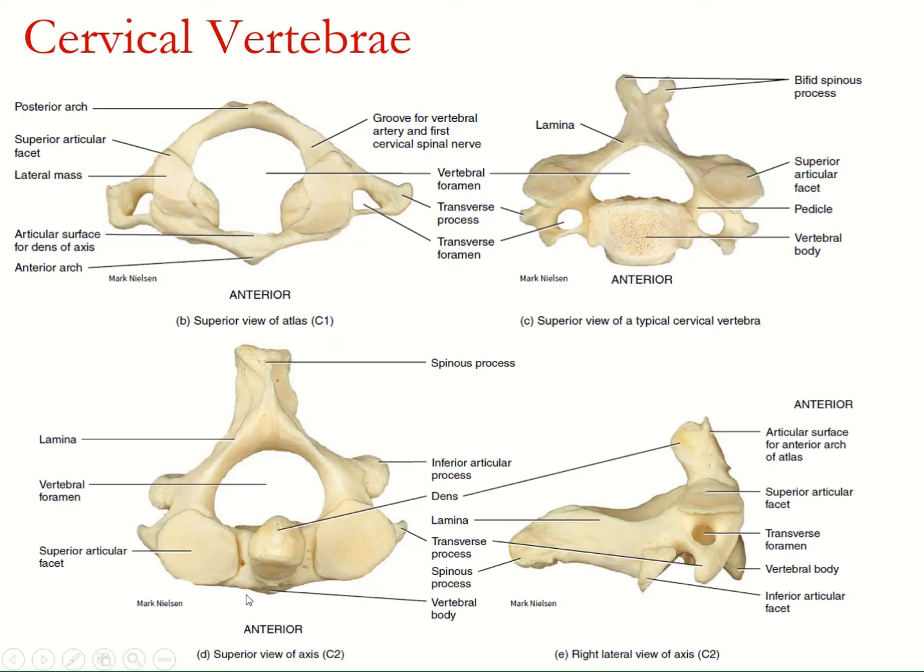Okay, so this is your C2 or your axis. So this part here, the odontoid process or your dens, will become the body of your atlas. Okay, and then it has also vertebral foramen over here and transverse foramen at the transverse process.